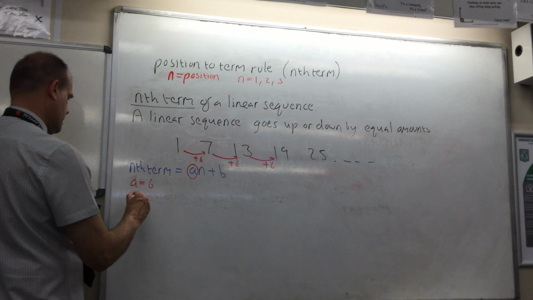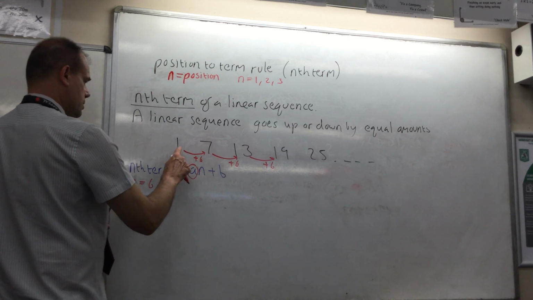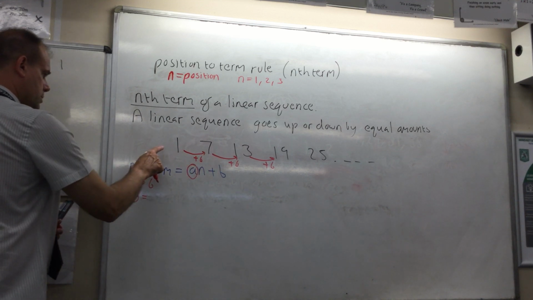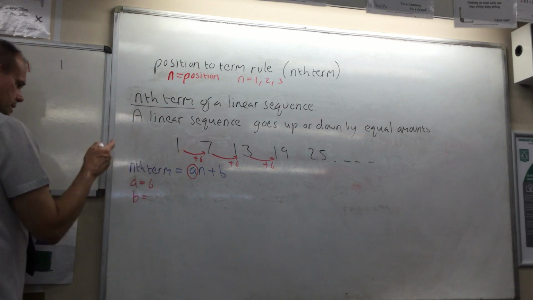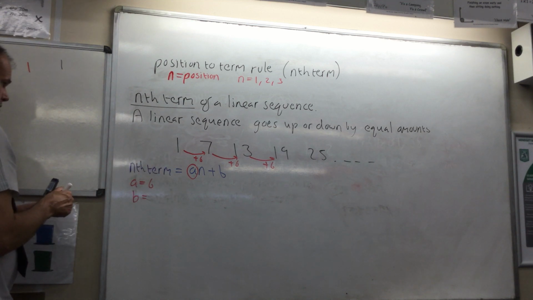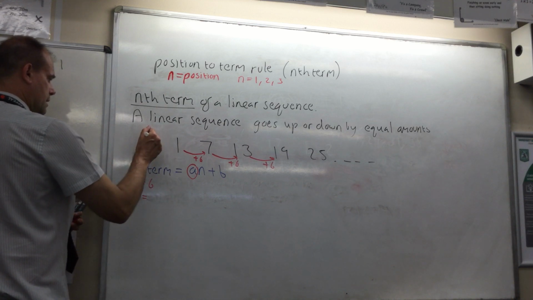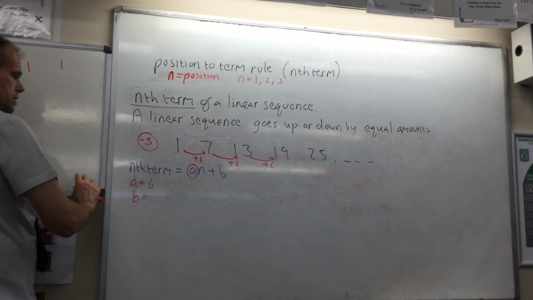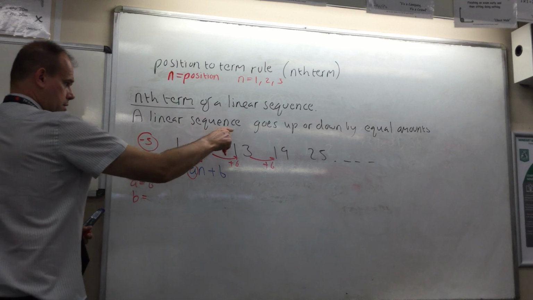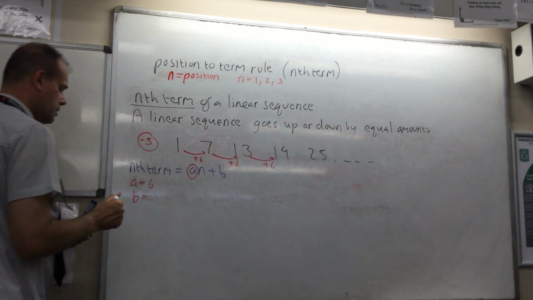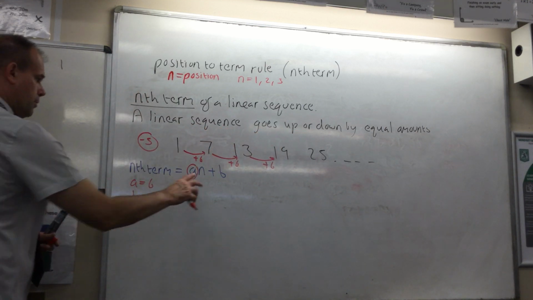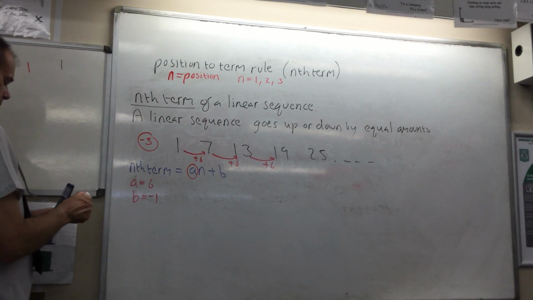Now b is the value before the first term. It's going up in 6s here, so we go back 6. 1 take away 6, use your calculator, you will get -5. Check it: -5 add 6 is 1. That's the number b. It's not part of the sequence. That's still the first term, that's the second term, third term, fourth term, fifth term. So b is -1.